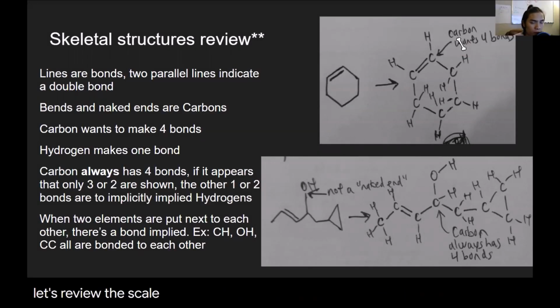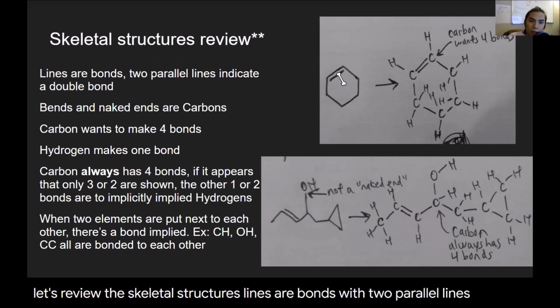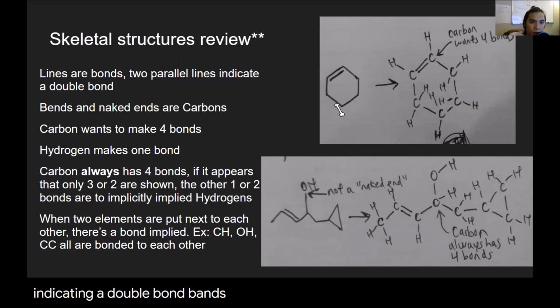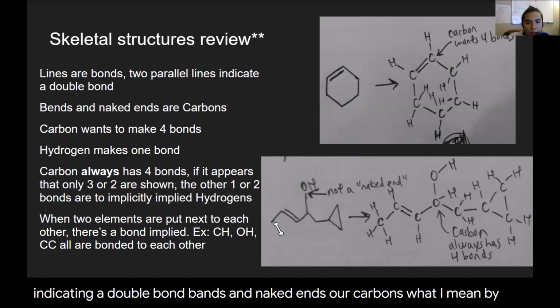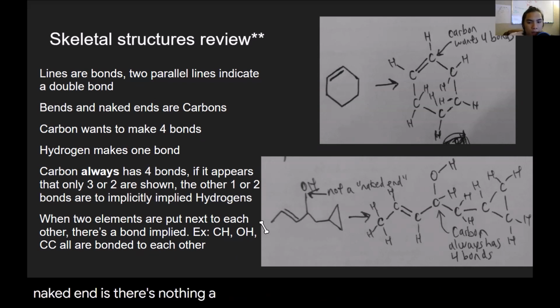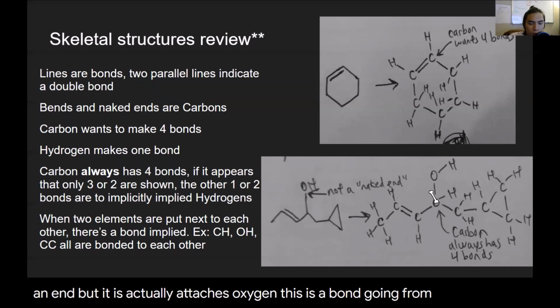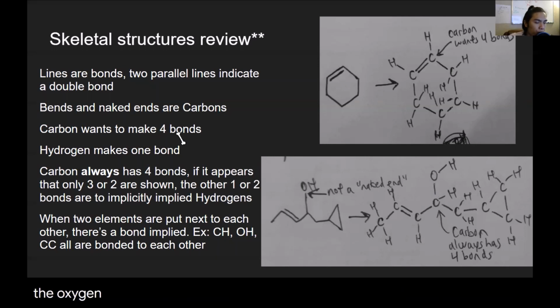Let's review skeletal structures. Lines are bonds, with 2 parallel lines indicating a double bond. Bends and naked ends are carbons. What I mean by naked end is there's nothing attached over here, whereas this also kind of looks like an end, but it is actually attached to oxygen. This is a bond going from the carbon to the oxygen.